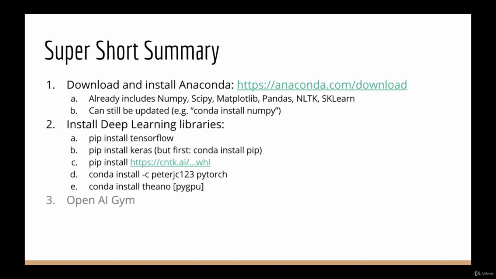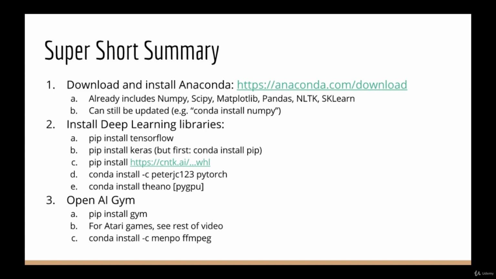Number 3, install OpenAI Gym. That's just pip install Gym. If you want to be able to play Atari games also, then that's more involved, so just skip to the end of this lecture where I walk you through that. If you want to play and save videos using OpenAI Gym, then you also have to install FFmpeg.